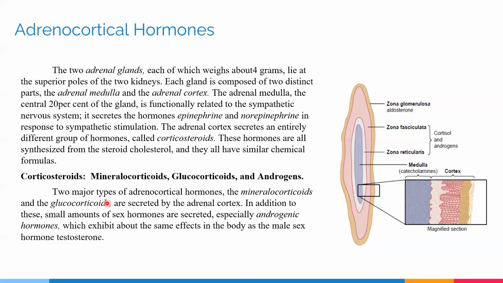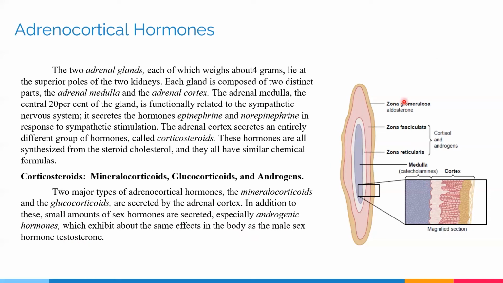The two major types of adrenocortical hormones, the mineralocorticoids and glucocorticoids, are secreted by the adrenal cortex. In addition to these, small amounts of sex hormones are secreted, especially androgenic hormones, which exhibit about the same effects in the body as the male sex hormone testosterone.